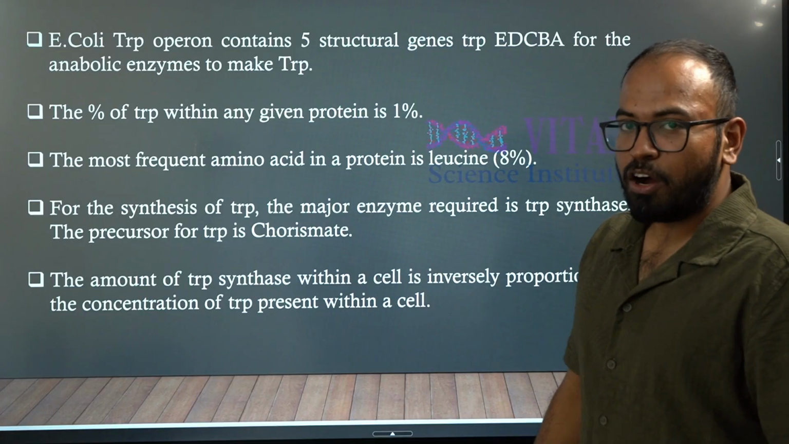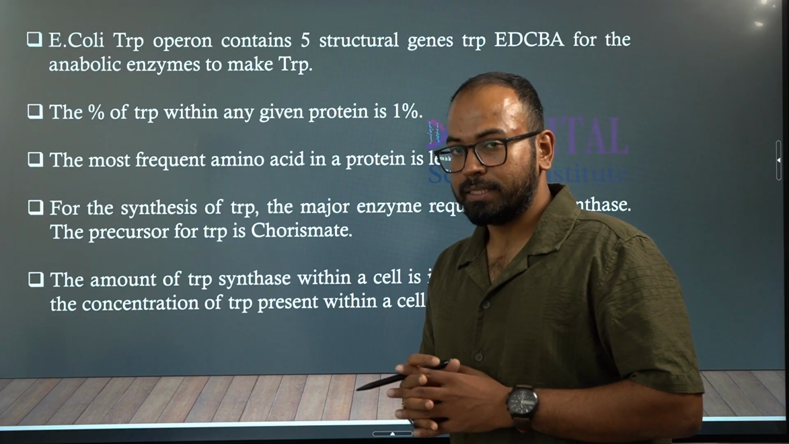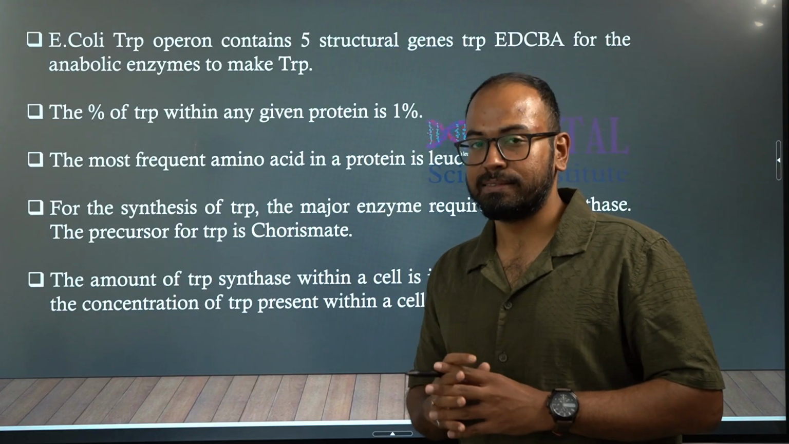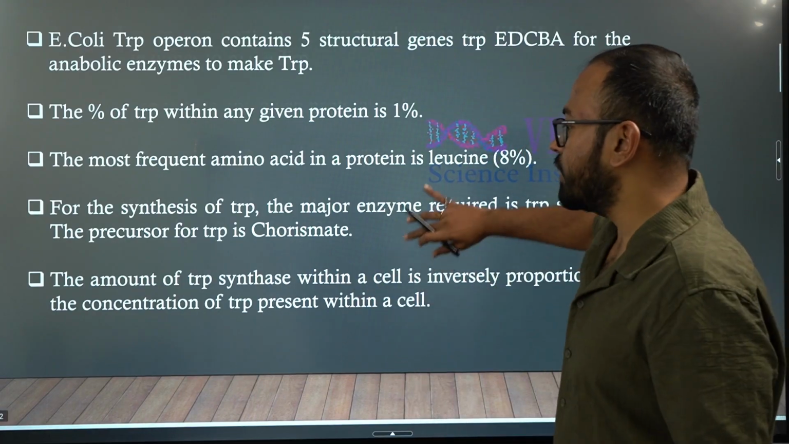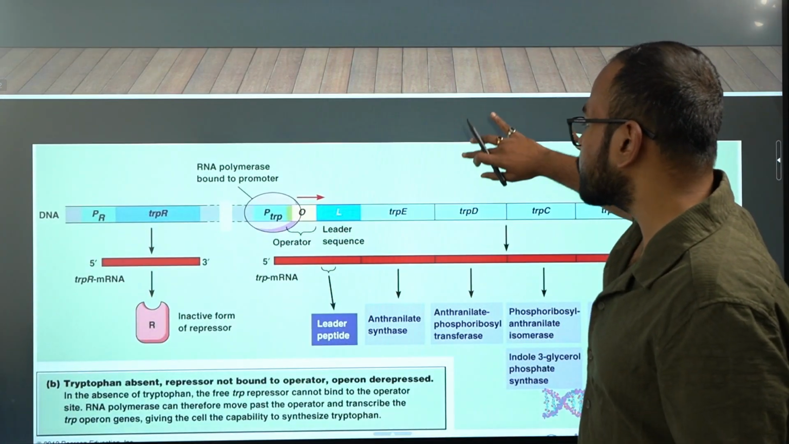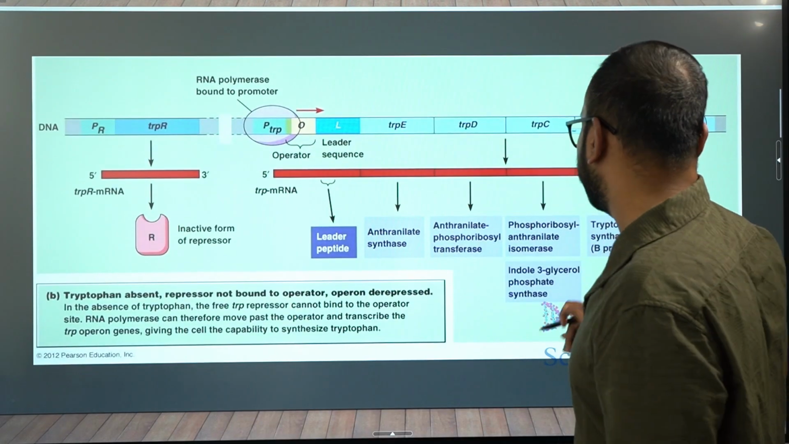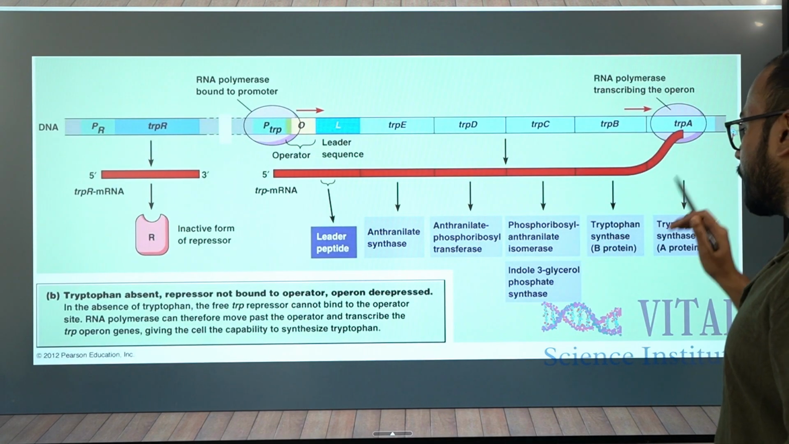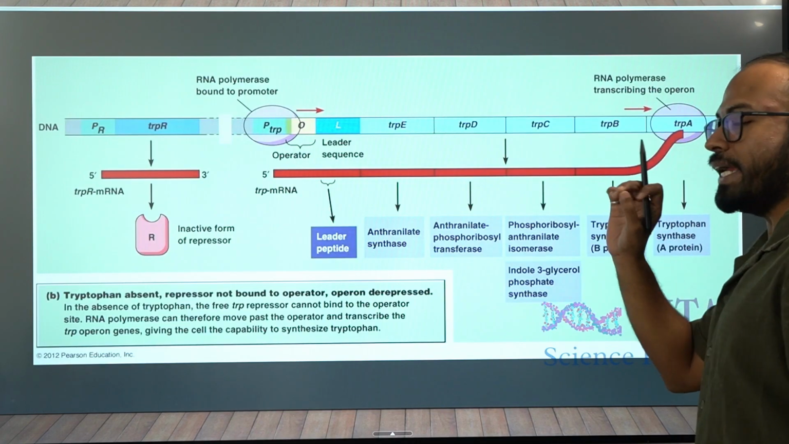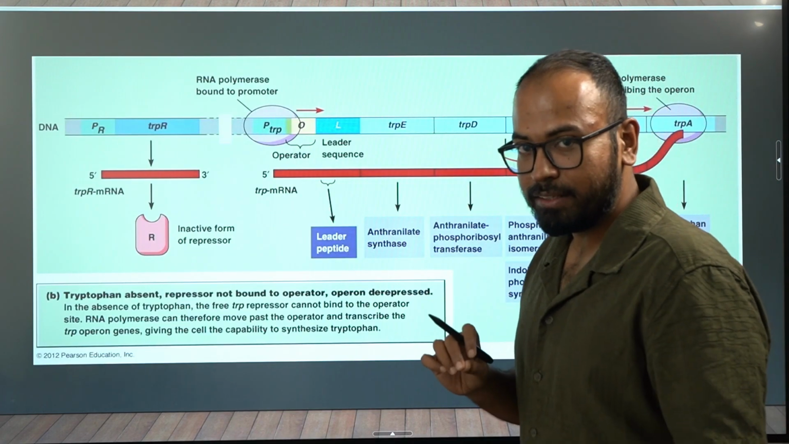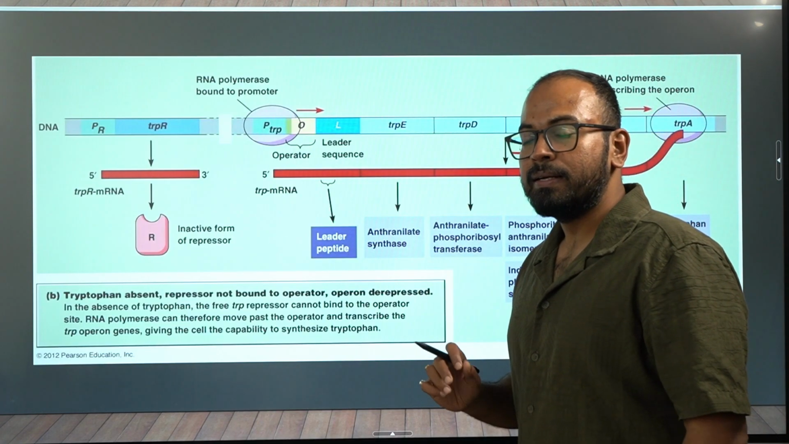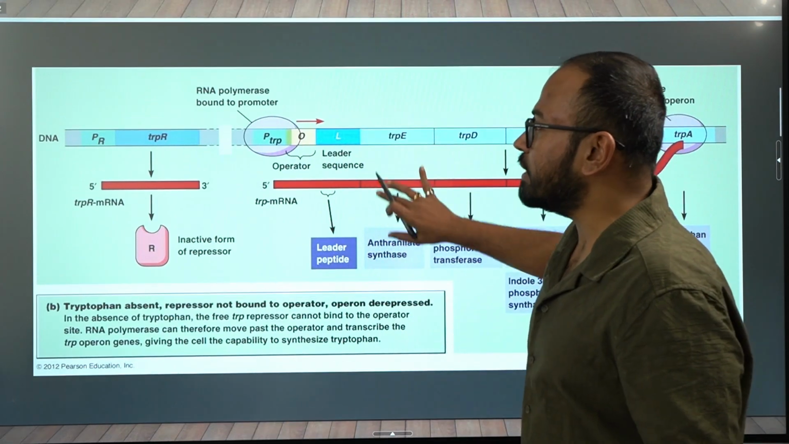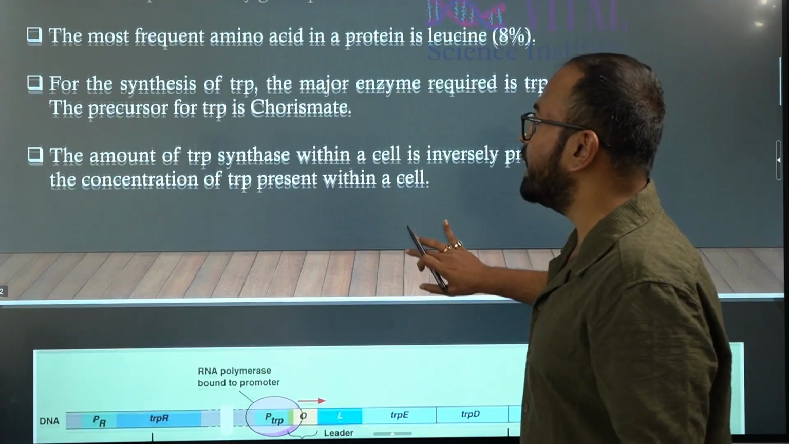For the synthesis of tryptophan, the major enzyme which is required is tryptophan synthase. This is the one and only enzyme which is required for the tryptophan biosynthetic pathway. As you can see over here, tryptophan synthase is the major enzyme required. Another important point we have to understand from this part is that the precursor of tryptophan is chorismate.